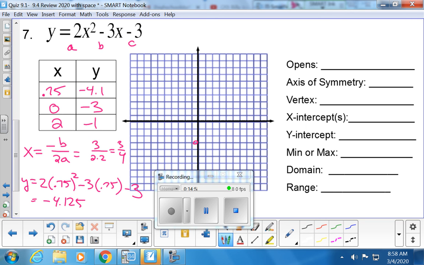So here's one of the points I've gotten. Ooh, that can't be right. I must have graphed one of these wrong.